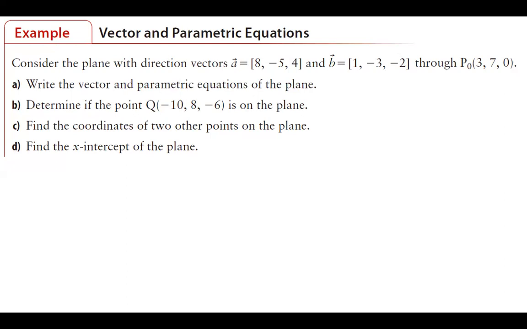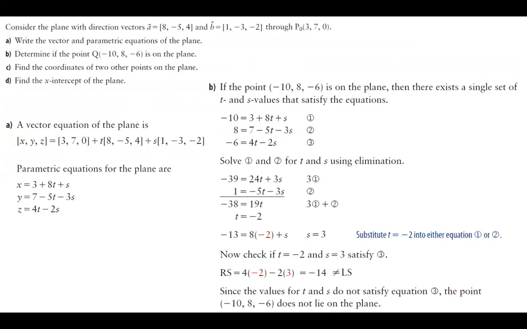Okay, now let's have a look at the solution together. Question A, a vector equation of that plane can be written as x, y, z equals 3, 7, 0. This is a position vector of a given point on that plane, right? Times a real number t times a vector 8, -5, 4. This is a vector parallel to that plane. Times another real number s times 1, -3, -2. That's another vector parallel to that plane, but not parallel to the previous vector.